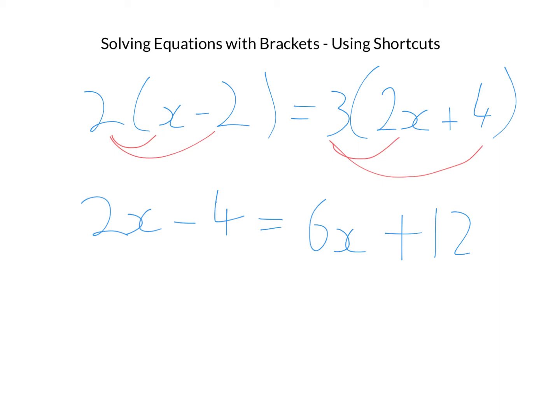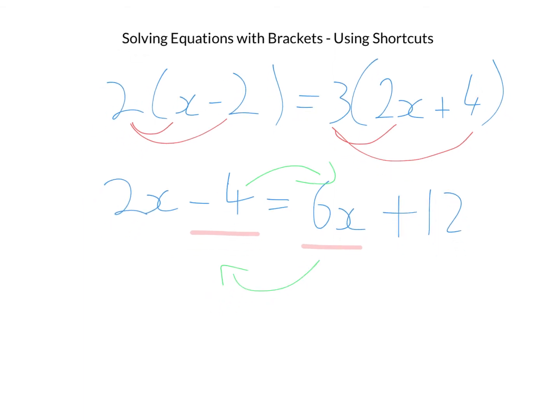Now this is where our shortcuts come in, because we know that our 6x is on the wrong side. We want that to be on the left hand side with the other variables. And we know that our minus 4 is on the wrong side. We want that to be on the right hand side with the other constant terms, or normal numbers as you might call them. So we're going to move our 4 over to the other side. Just remembering that when we move a number to the other side of the equals, it changes its sign. We're going to bring our 6x over to the other side of the equals as well. Remembering again, when we bring the 6x to the other side, it's going to change its sign.